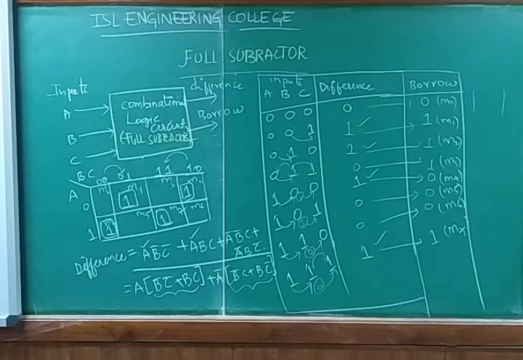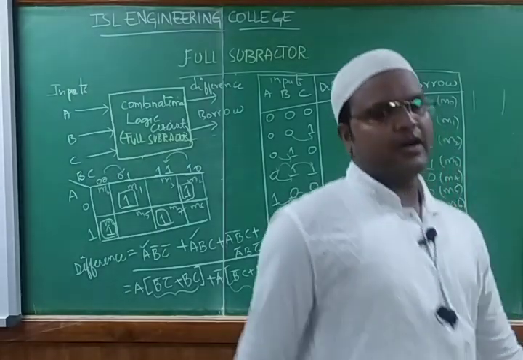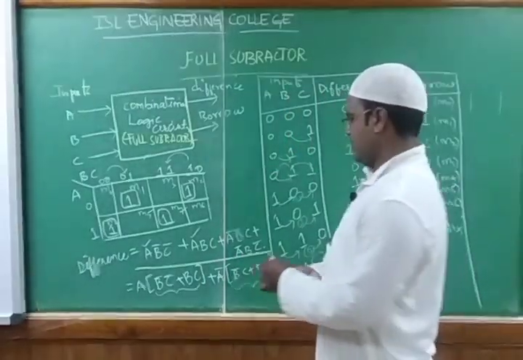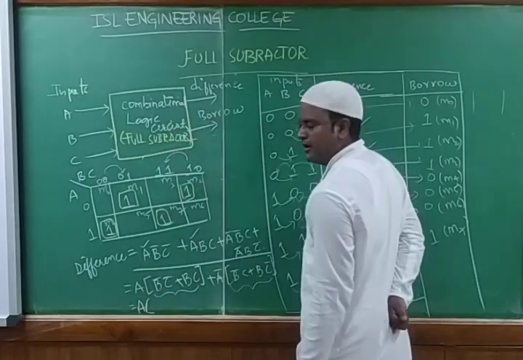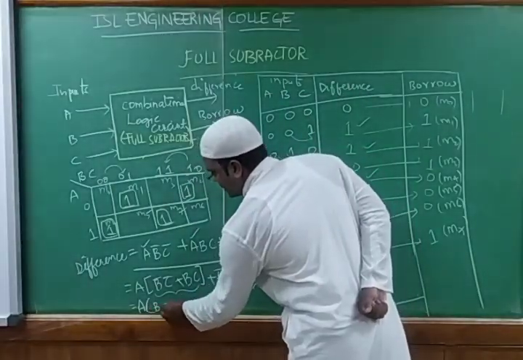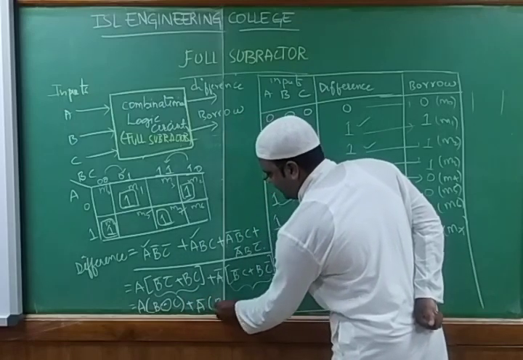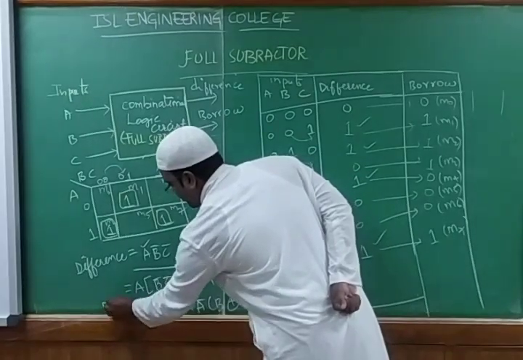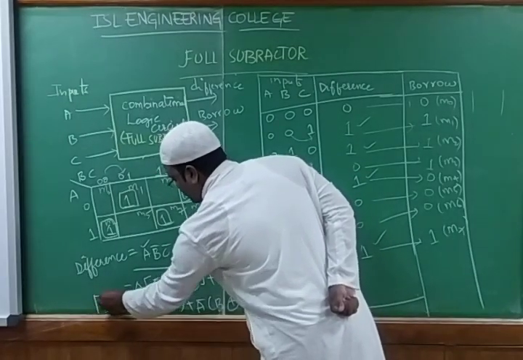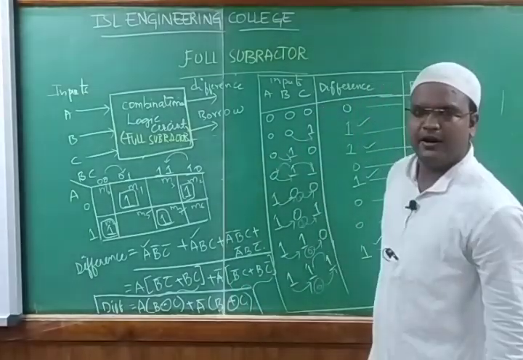So in that first output I wrote for difference. Next I'll try to write for borrow. So I'll write the combination of this. I can take A common. This is nothing but B exclusive NOR with C plus A complement B exclusive OR with C. This is the output for difference. So this whole is your actual output. So we found the difference.